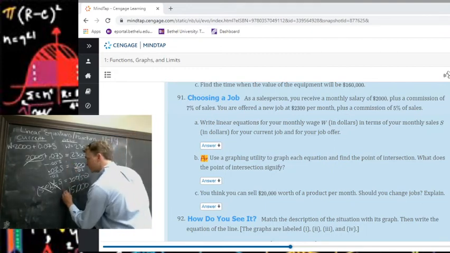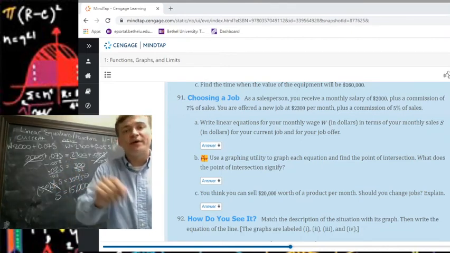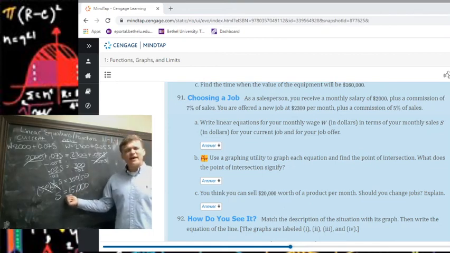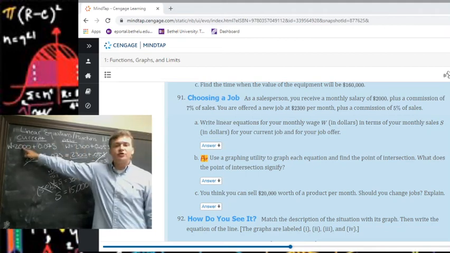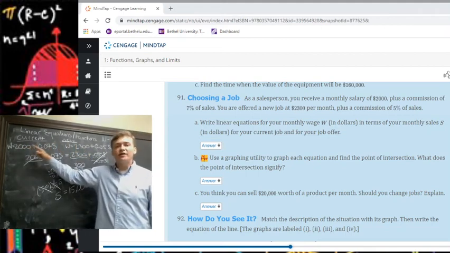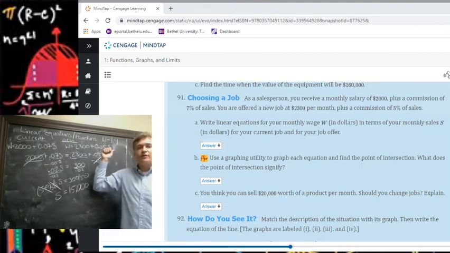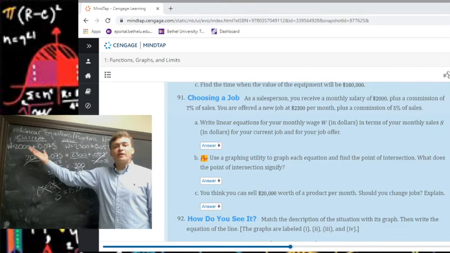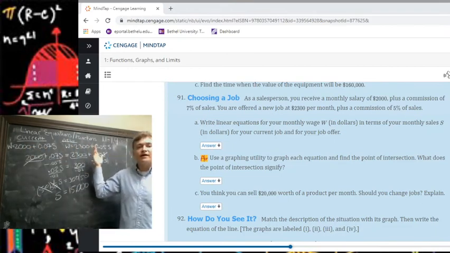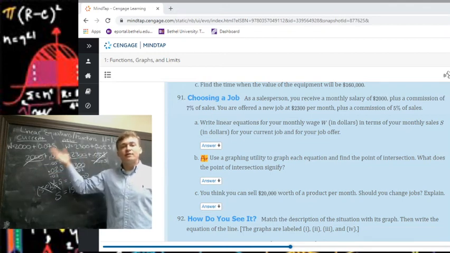So what is this telling us here? What did we solve for? We solved for S. This point of intersection, in part B, what does it signify? If S equals 15,000, it means that it doesn't matter what your initial payment is, whether they give you 2,000 or 2,300. If you do $15,000 in sales, whether for your current job or your new job, you're going to get paid the same regardless. Whether you get paid at 7% commission or at 5% commission, you will get paid the same for each company.